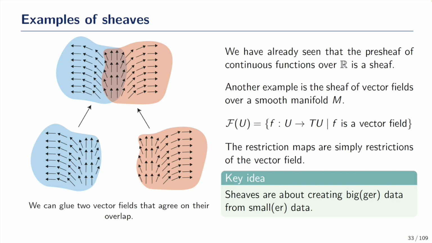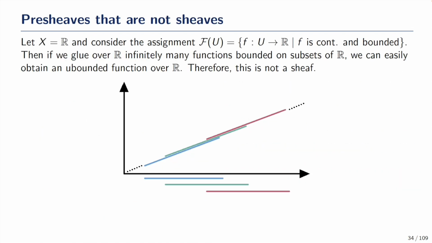I guess the kind of nicer way to put it is like you get bigger data from smaller data. So you might still get some small data, but okay. So that's kind of the big picture.